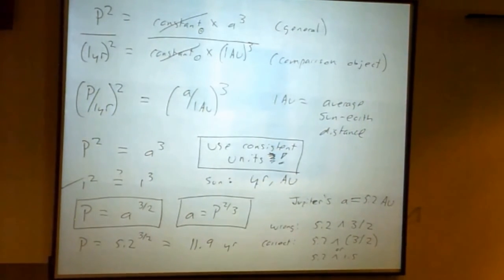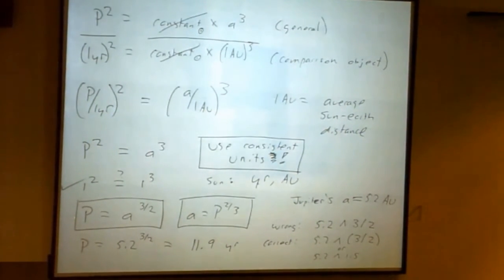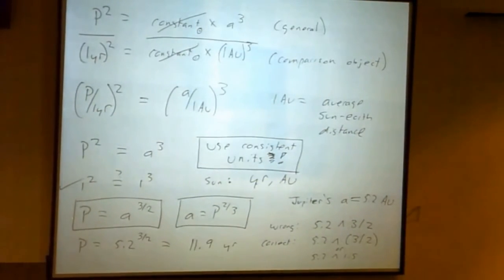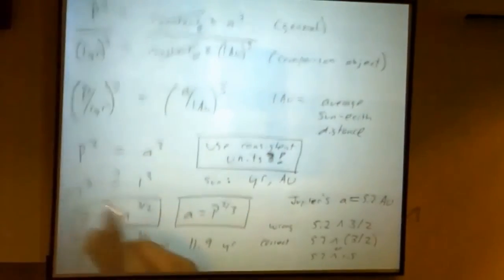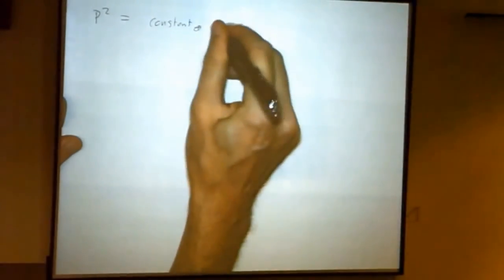Okay, let's consider the case of something going around the Earth. Everyone got this? Because I'm out of space here. Same deal. Sometimes it's good to see things twice, and it's going to look very similar. P squared is equal to a constant. This time it's a different constant for things going around the Earth, that's the symbol for Earth, times a cubed.